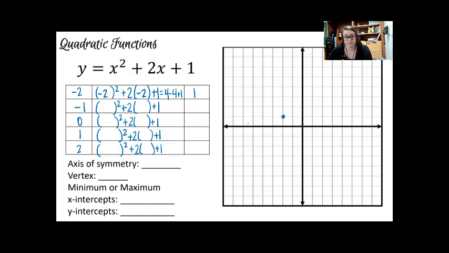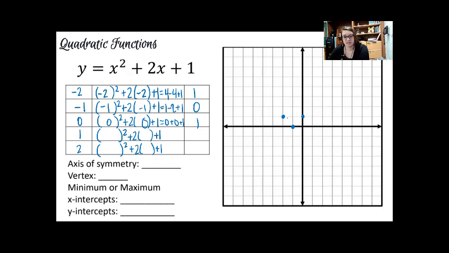Left 2, up 1. Next one, we're going to plug in -1s. -1 quantity squared is 1. 2 times -1 is -2, and then plus 1 at the end. 1 minus 2 is -1, plus 1 is 0. There's a point at -1, 0. Next one, I'll plug in zeros. 0 squared is 0. 2 times 0 is 0, plus 1. Oops, why did I write that? So this one should be 0, 1.